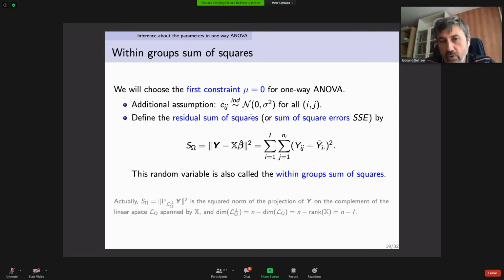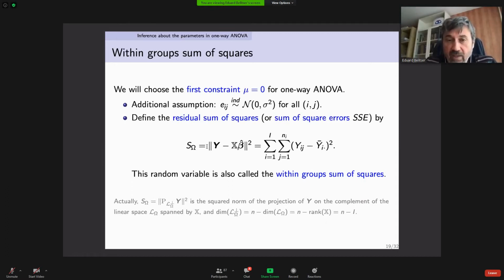We used to have errors just uncorrelated with the same variance, but now we require that they're normal, and since they're uncorrelated, then also independent. We assume that they're independent, normal, and of course expectation 0 and variance sigma squared, as it was.